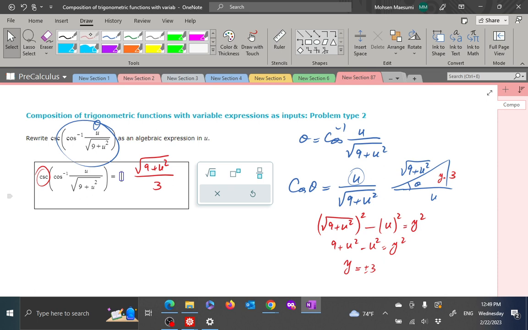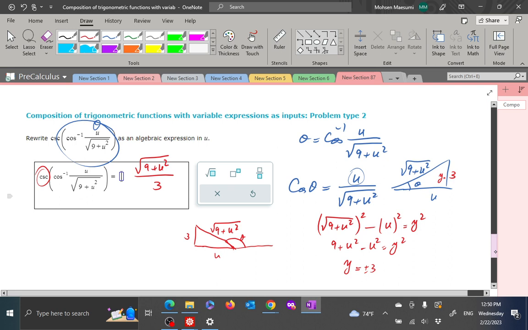If you want to do a complete analysis, you could also look at the situation where u is negative. If u is negative, your triangle is going to look like this, with this kind of obtuse angle, but this side is still 3, and hypotenuse still the square root of 9 plus u squared, and sine of that angle would be 3 over radical 9 plus u squared, and cosecant would be the reciprocal as we had here. So in either case you arrive at the same answer, and there are no other issues with respect to this solution.